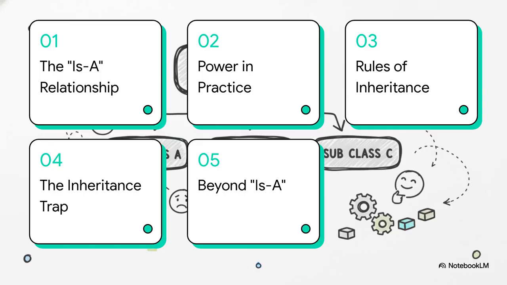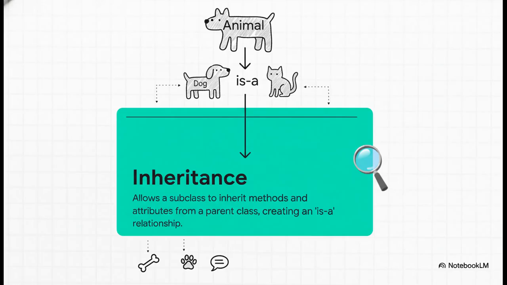So how do we tackle this? Here's the game plan. First, we'll nail down the core idea, the is-a relationship. Then we'll see it in action and check out its real power. After that, we'll cover the really important rules you gotta follow. Then we'll get into the dark side, the inheritance trap, and finally look at what to do when is-a just isn't the best fit. And the classic fix for all that evil duplicate code?